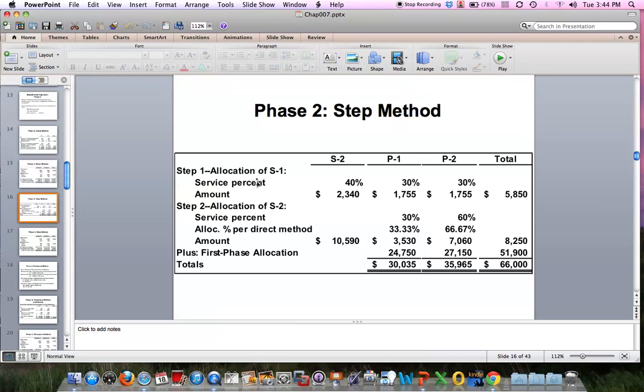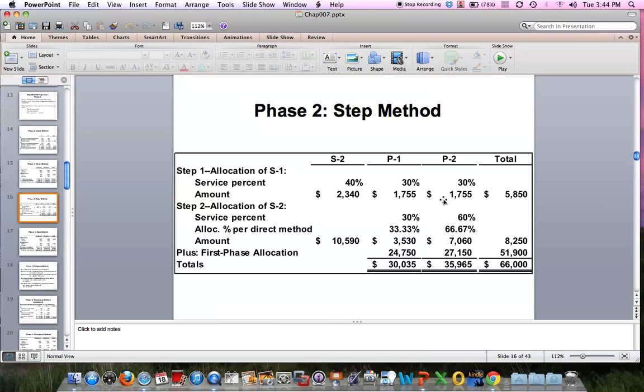And so based on the numbers they've given us from the previous examples, we know that for Service Department 1, 40% of its cost goes to S2, 30% to P1, and 30% to P2. And we've got 5,850 of cost sitting in Service Department 1 that needs to be allocated. Based on these percentages and the total cost, we can do the math and get these allocations here. So that's step 1. We've now fully allocated away the 5,850 out of S1 into the other 3 departments.